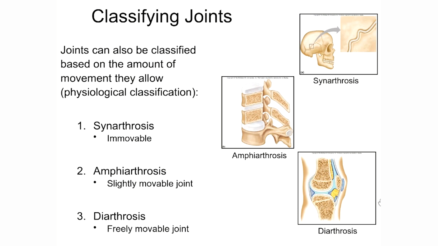You don't really see people coming in with a sprained suture in their skull, right? Because these joints don't move, they're not as likely to be injured as diarthrotic joints. So I want to talk a little bit more about the structure of these diarthrotic or synovial joints with the next slide and talk about what it is really that makes them so freely movable.